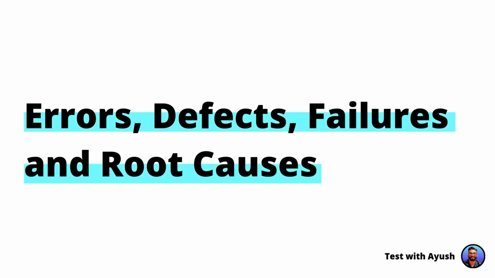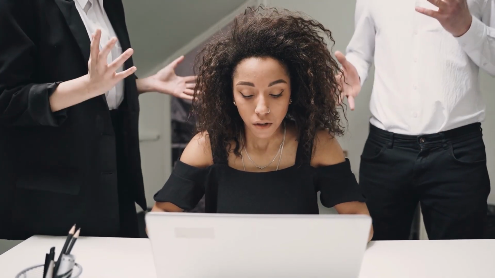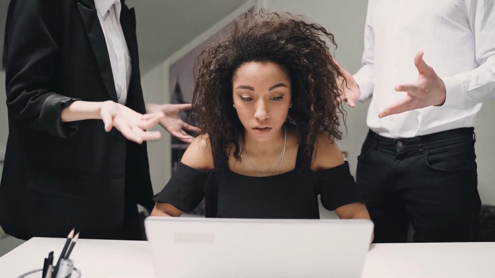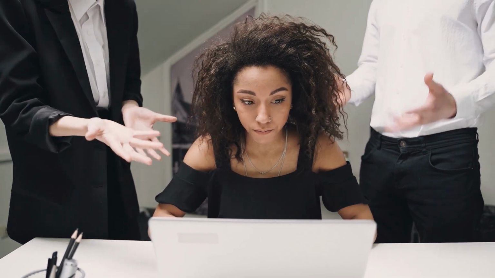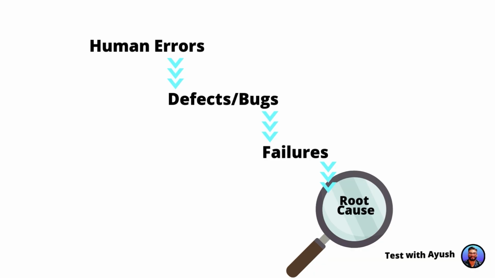What is the difference between errors, defects, failures, and root causes? Ever wondered why software fails? Is it just bad luck or is there something deeper at play? Well, software failures usually don't happen randomly. They start with human errors, which create defects that may lead to failures, and if we want to stop these failures, we need to find the root cause.